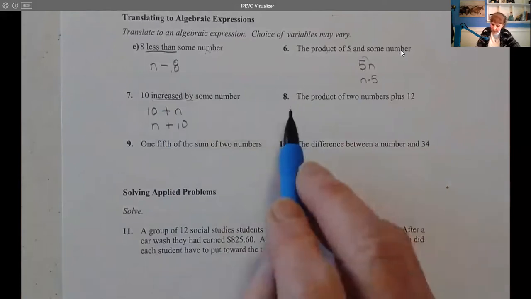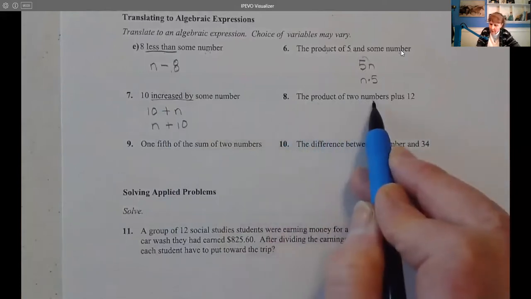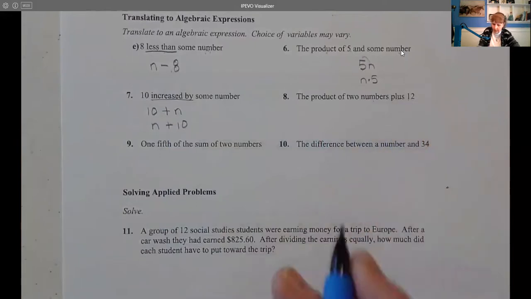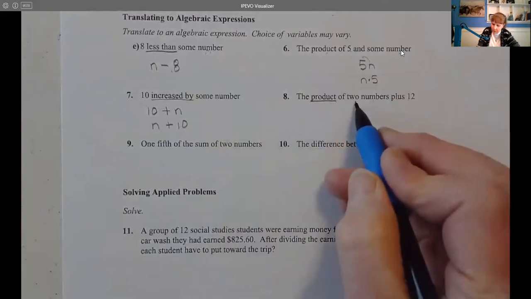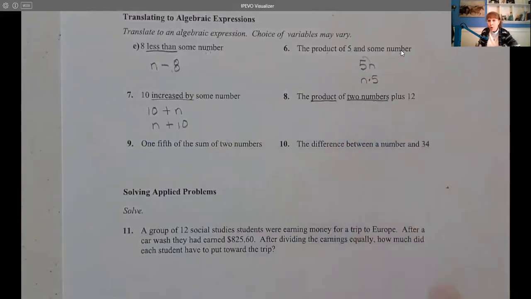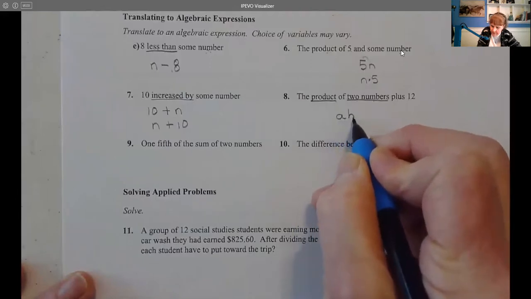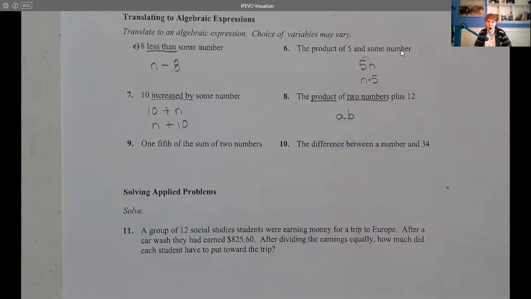All right, let's do number 8. The product of two numbers plus 12. So now I'm getting a little more complicated. Product means we're going to multiply. So we're going to multiply two numbers. We don't know what those numbers are, so we're going to use variables. How about A and B? So the product of two numbers. I chose A and B, X and Y, M and N, doesn't matter.